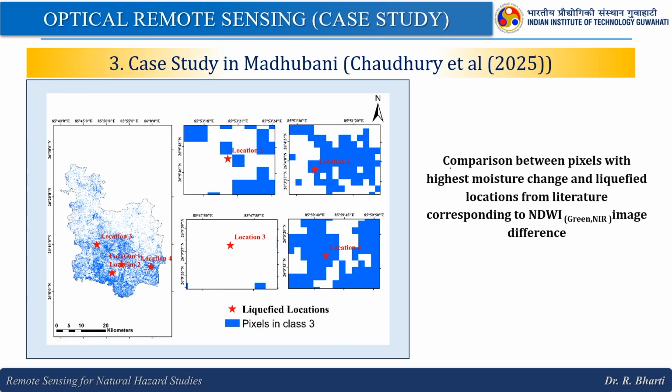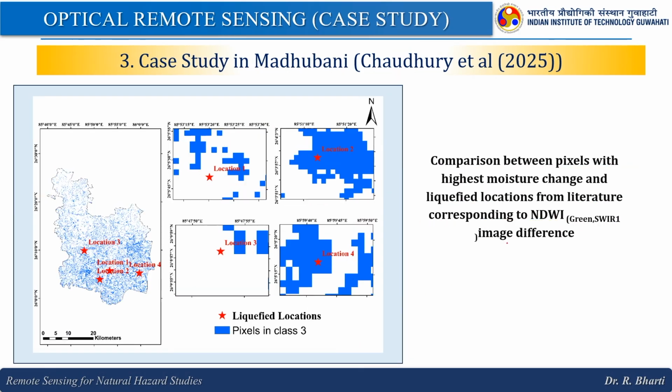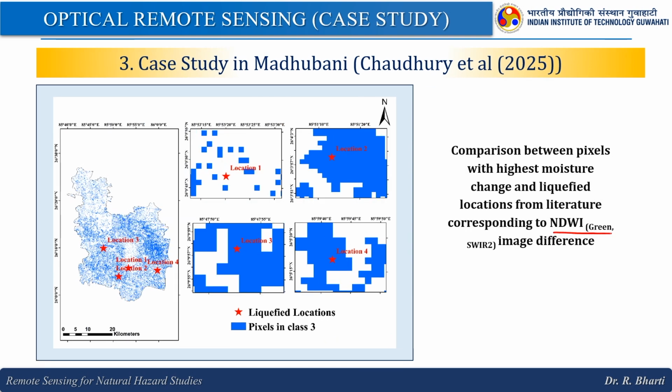Then again the comparison between pixels with highest moisture change and liquefied location from literature, corresponding to NDWI green NIR image difference, right. Then this is from NDWI green SWIR1, right. This is from NDWI green SWIR2, the same approach, right.